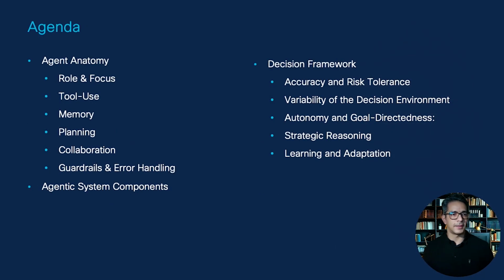A quick look at the agenda for today. We will review the different parts that make up an agent, the agent anatomy. We'll review a view of the different components of an agentic system. And we'll also go through different vectors of a decision framework that hopefully helps product practitioners assess whether an agentic system will be valuable for them.